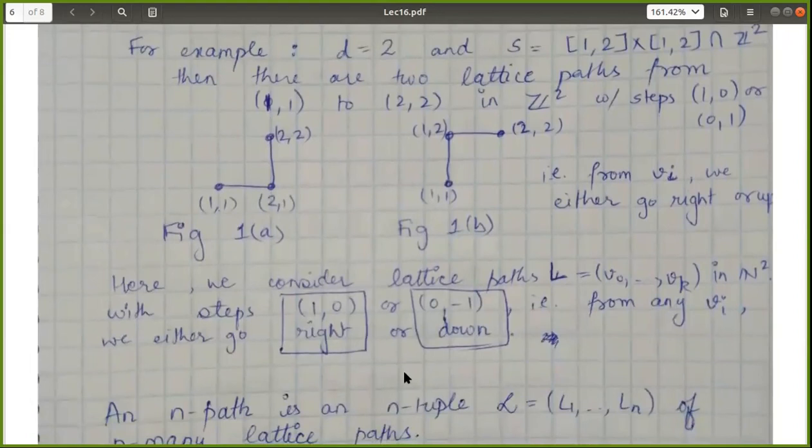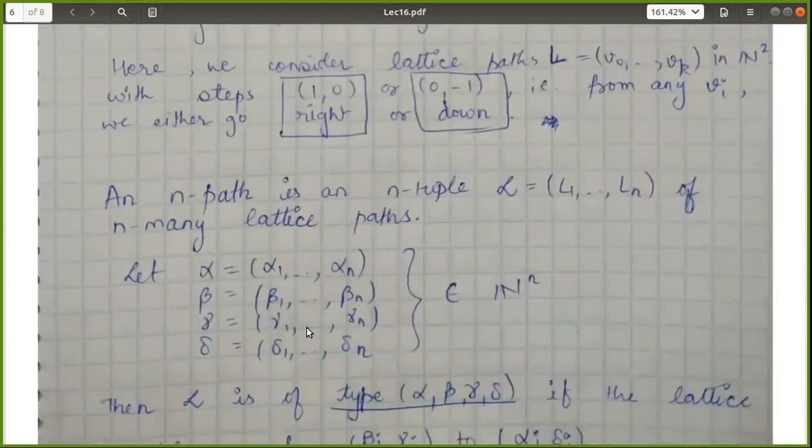In this particular section for the determinants, we are going to consider lattice paths in N squared with steps (1,0) or (0,-1). We have already seen that (1,0) means going right, and (0,-1) is exactly opposite of (0,1). (0,1) was going up, which means (0,-1) is going down. So we'll consider lattice paths which have steps going either right or down.